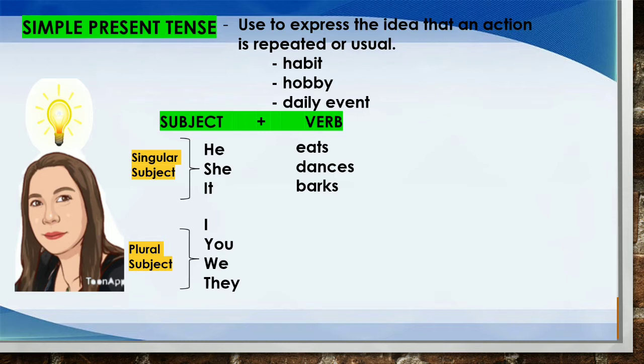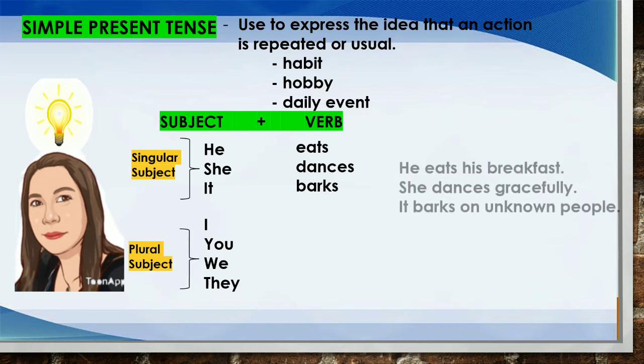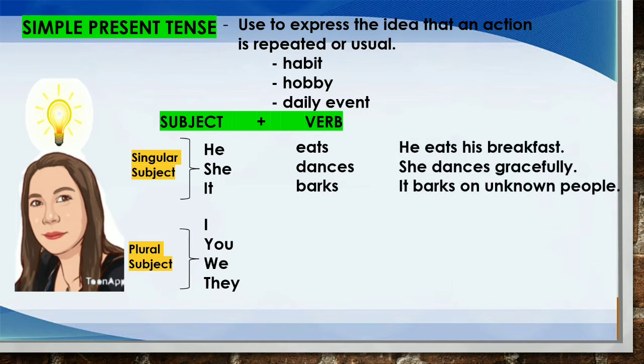Okay, so let us go to examples with a plural subject. But before that, let us use a singular subject and a singular verb in a sentence. He eats his breakfast. She dances gracefully. It barks at unknown people.